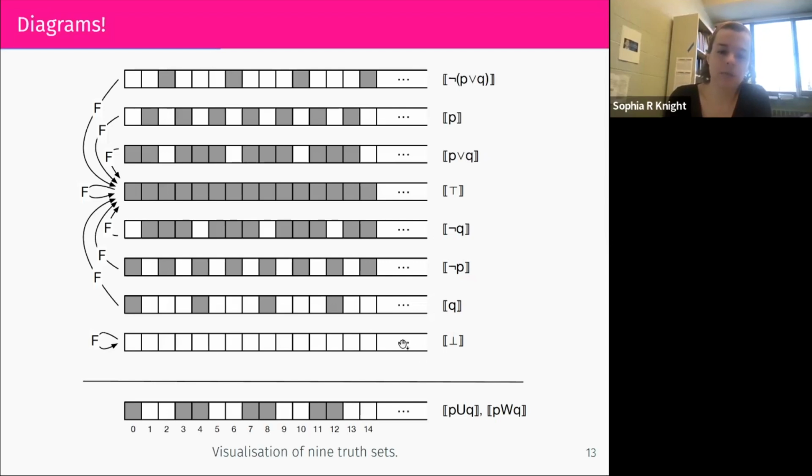And then we also have false, the constant. And f of false is also false, because nothing is ever true. So this is the truth set algebra for all the combinations of p and q and f and g.